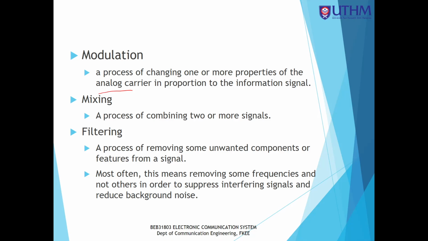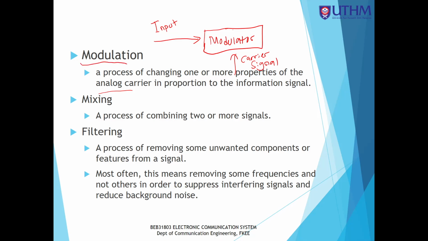Okay, so if I draw the block diagram of a modulator, for example, this is the block diagram of a modulator. So we have the input signal over here, for example, maybe your voice. Okay, and then we have another input here, which is the carrier signal. Remember that the modulation process involves at least two inputs. Okay, modulation hanya boleh berlaku dengan adanya sekurang-kurangnya dua input. You can have more than two inputs, but at least two inputs in order to do the modulation process.